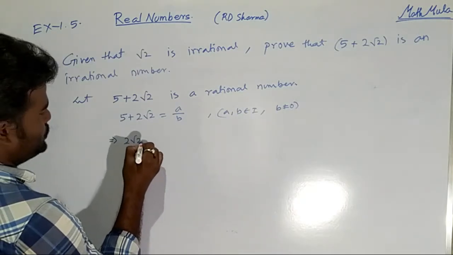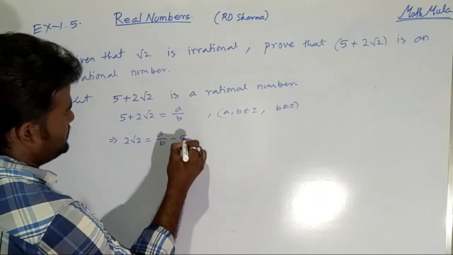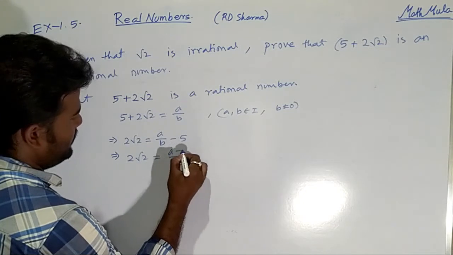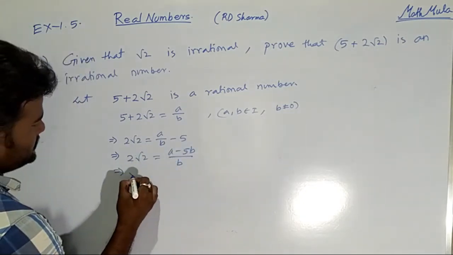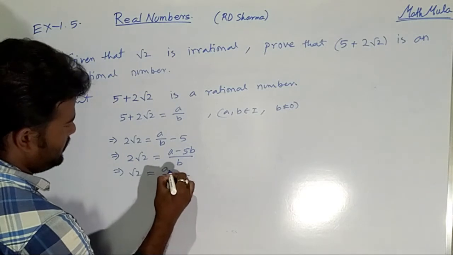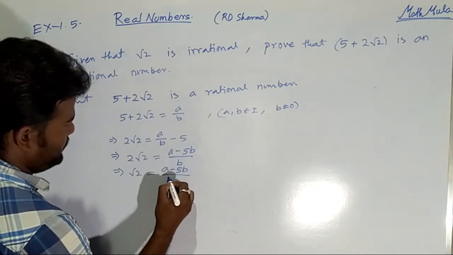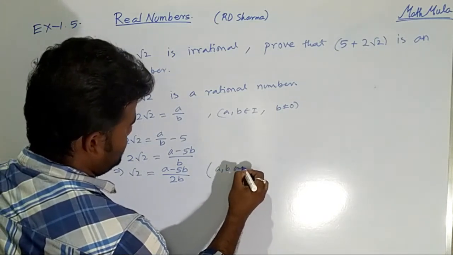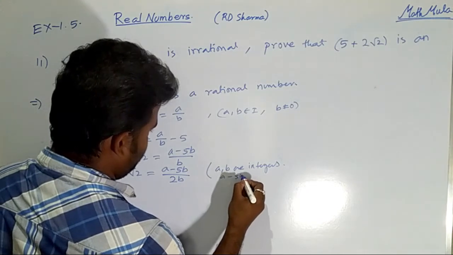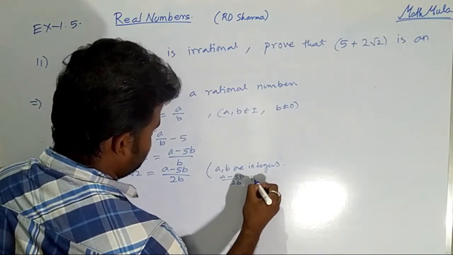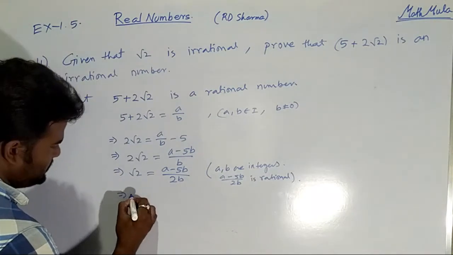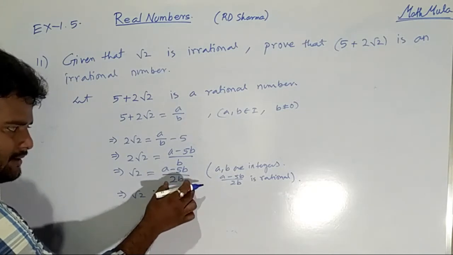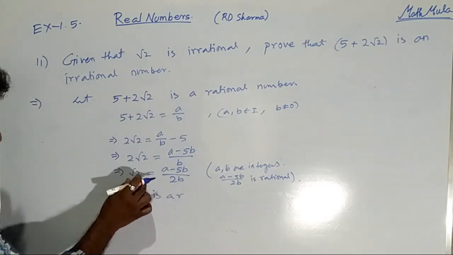Then we can write 2 root 2 is equal to a by b minus 5. That implies 2 root 2 is equal to (a minus 5b) by b. That implies root 2 is equal to (a minus 5b) by 2b. Now a, b are integers, therefore (a minus 5b) by 2b is rational. That implies root 2 is a rational number because the right hand side is rational and this is equal to root 2. Then root 2 must be a rational number.